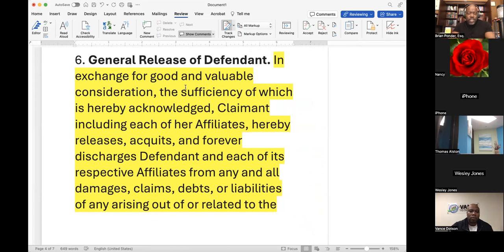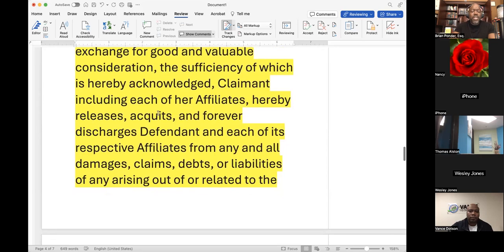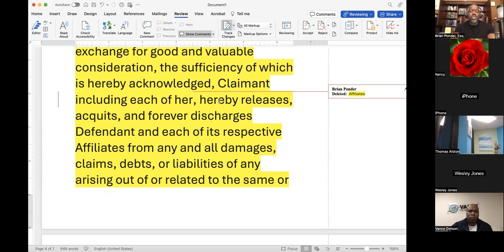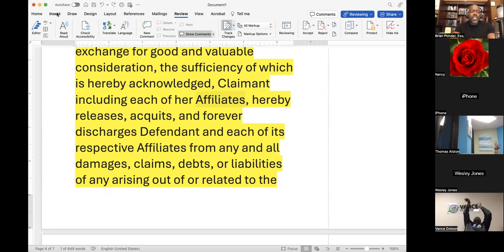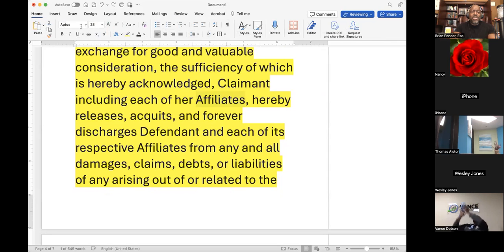So, in exchange for good and valuable consideration, claimant hereby releases each of her affiliates. Yeah, you can delete affiliates because there are no affiliates. This is bad. You delete that. There are no affiliates because humans don't have affiliates. If you leave that in there, it could be your whole family. You're affiliated with the whole family. So basically, you delete all this. This is BS. Okay.